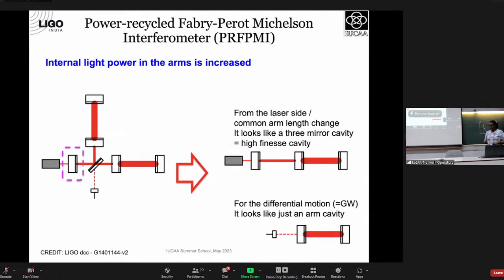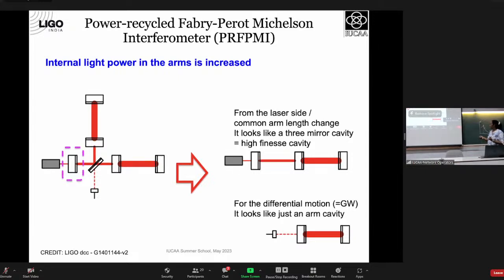So if we have to design a power recycling mirror, we can consider the whole interferometer as a three-mirror cavity. For example, if my Michelson is aligned and I have a dark port output, then the whole interferometer will look like a highly reflective mirror, because it is just giving back all the power to the laser side. So the whole thing can be considered as a cavity which reflects all the light.